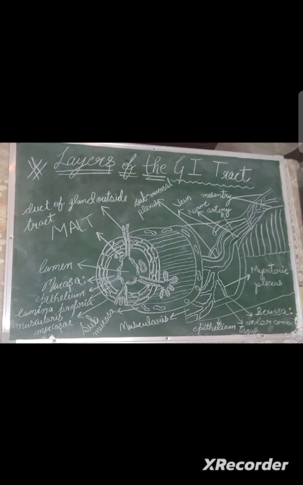The wall of the GI tract from the lower esophagus to the anal canal has some basic four-layered arrangement of tissues. The four layers of the tract from deep to superficial are the mucosa, submucosa, muscularis and serosa.